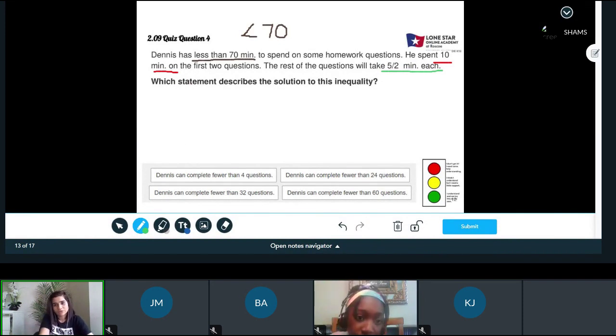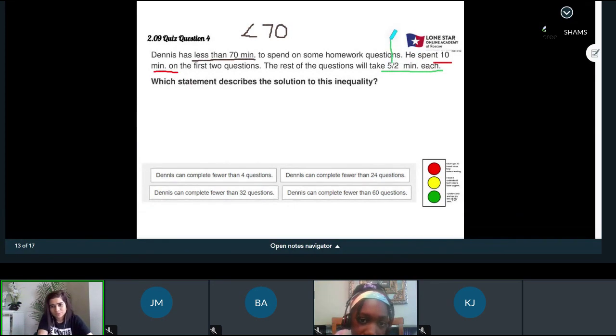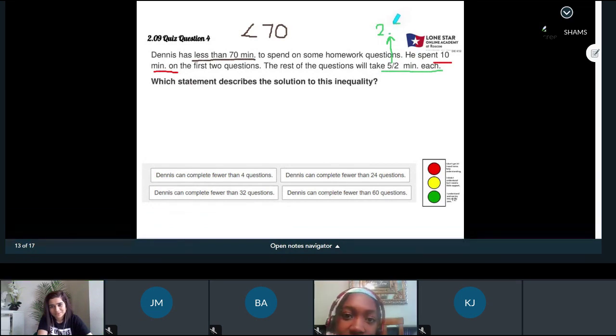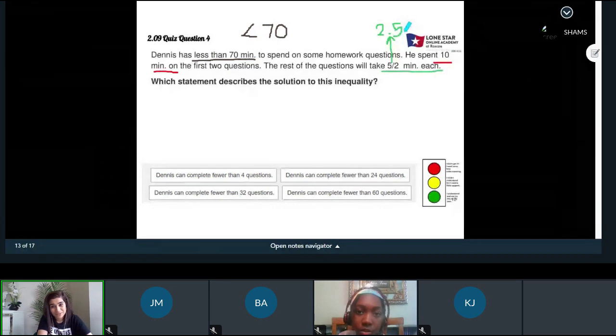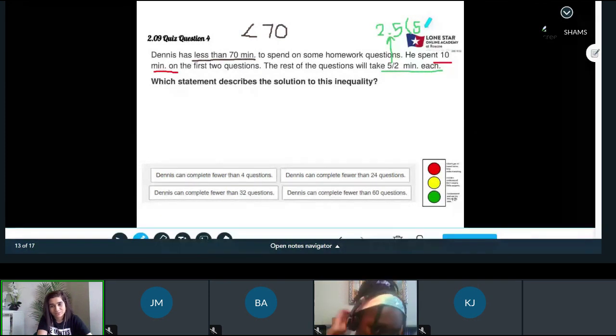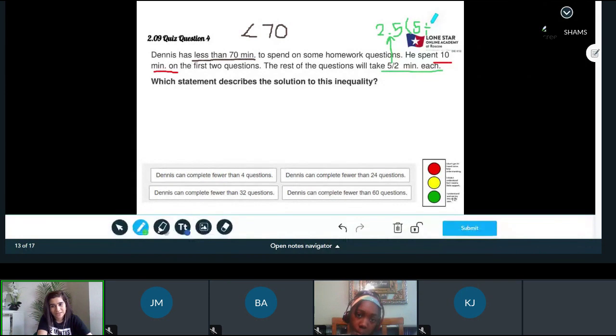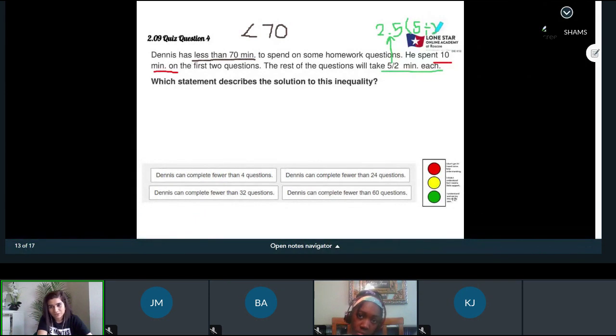Then, people, we can also make this a little easier for us. 5/2 also means 2.5. How did I get that? Because in my brain, 5/2 means 5 divided by 2. Remember, the fraction bar represents division. So when I divide 5 by 2, you get 2.5. And that can make your problem a little easier.